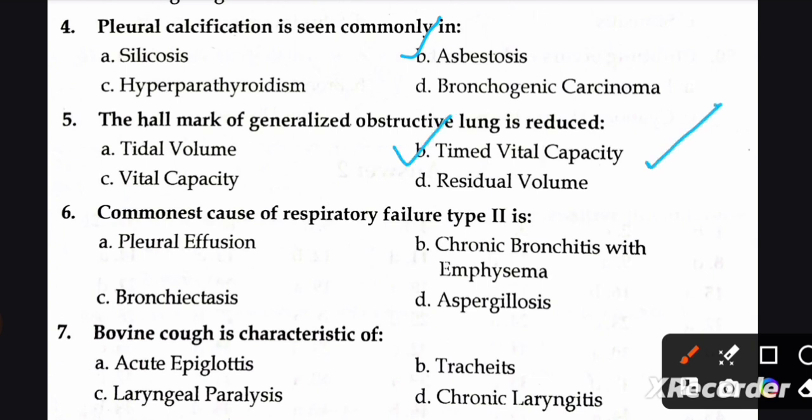Next question is: commonest cause of respiratory failure type 2 is A. pleural effusion, B. chronic bronchitis with emphysema, C. bronchiectasis, and D. aspergillosis. Right option is B. chronic bronchitis with emphysema. Next question is: bovine cough is characteristic of A. acute epiglottitis, B. tracheitis, C. laryngeal paralysis, and D. chronic laryngitis. Right option is C. laryngeal paralysis.